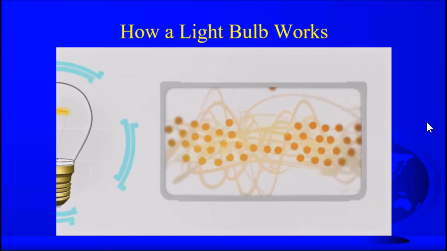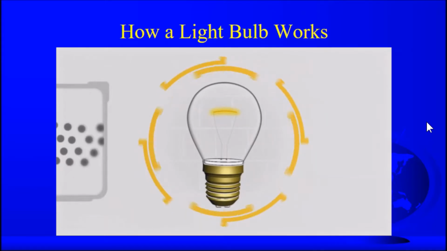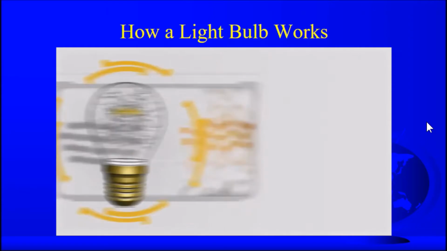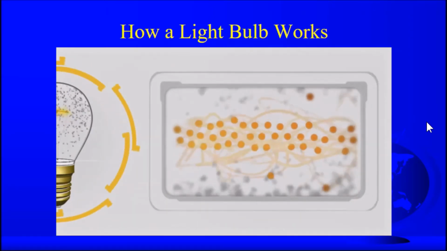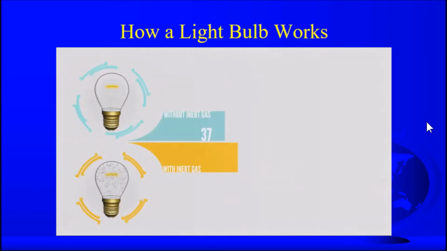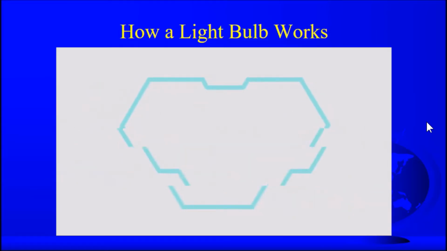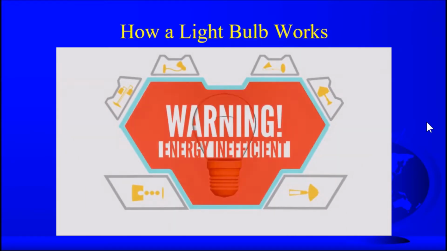If enough do this, the filament splits and the light bulb is broken. To counter this, the empty bulb is packed full of an inert gas such as argon or krypton. With the gas, any atoms that break off bounce off the gas atoms and rejoin the filament, effectively quadrupling the bulb's life. Although incandescent light bulbs are a staple of modern technology, they've been proven to be very inefficient.